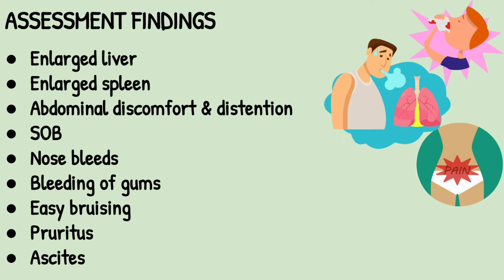Patients with cirrhosis tend to have an enlarged liver and an enlarged spleen, so their abdomen may appear to be distended. There may be complaints of abdominal discomfort and shortness of breath, which are both a result of the organs being compressed from the enlarged liver. Nosebleeds, easy bruising, and bleeding of the gums may also occur. The patient's skin may also be itchy from the accumulated bile salts.